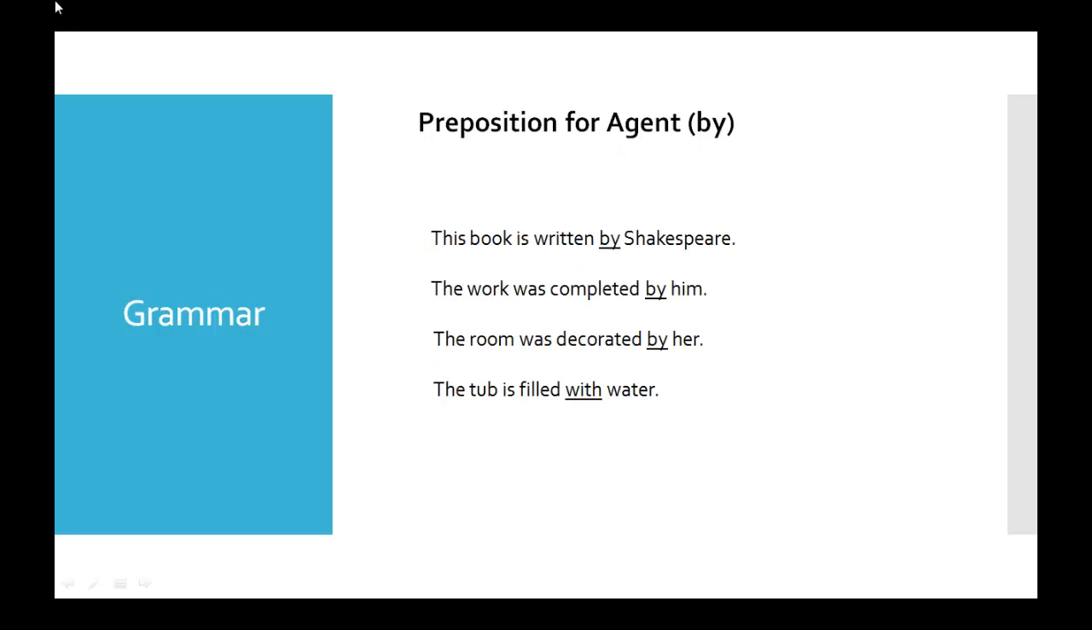Prepositions for agent are used for a thing which is a cause of another thing in the sentence. Such prepositions are by, with, and so on. Following examples will help in better understanding. This book is written by Shakespeare. The work was completed by him. The room was decorated by her. The tub is filled with water.